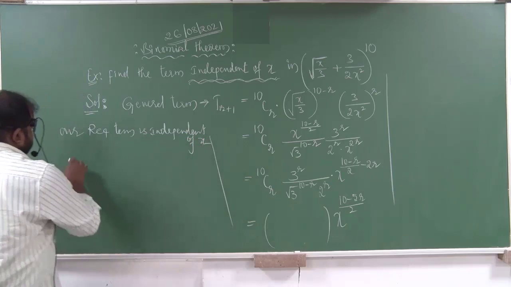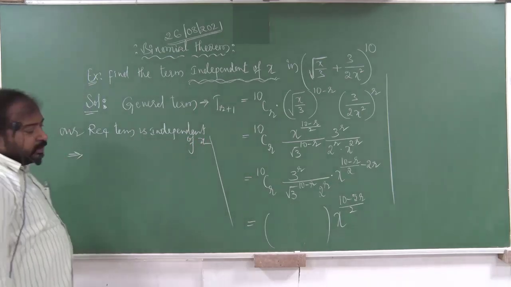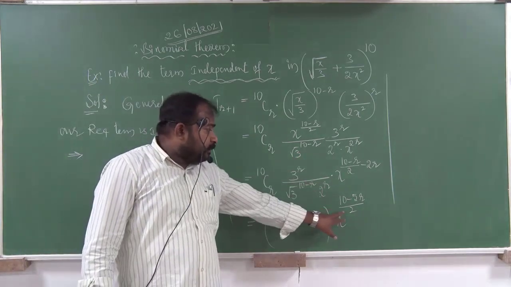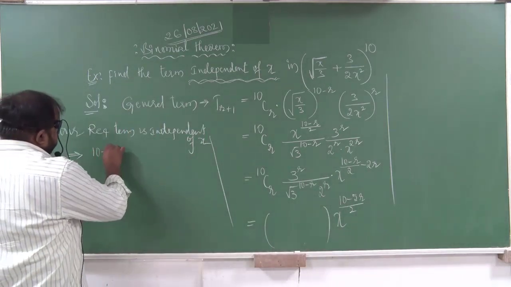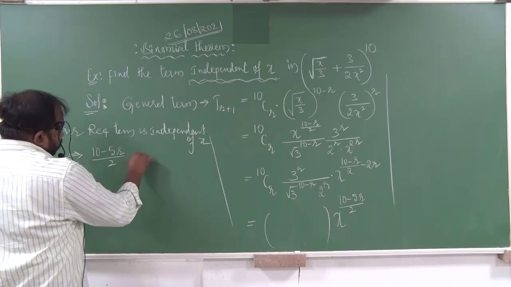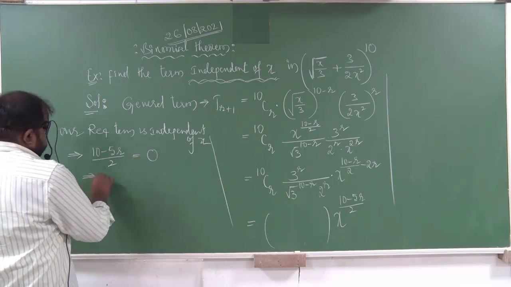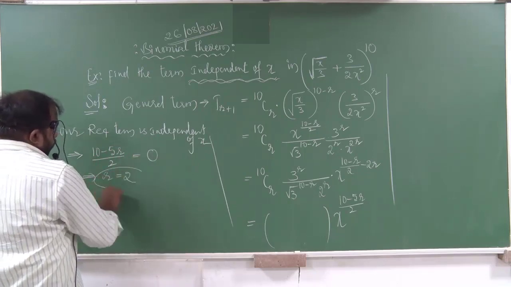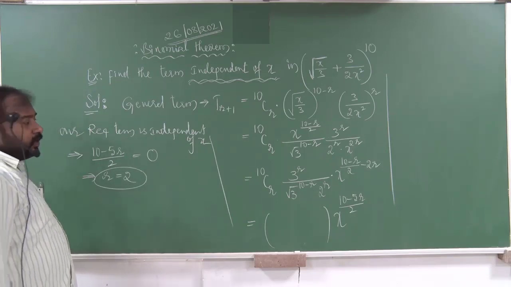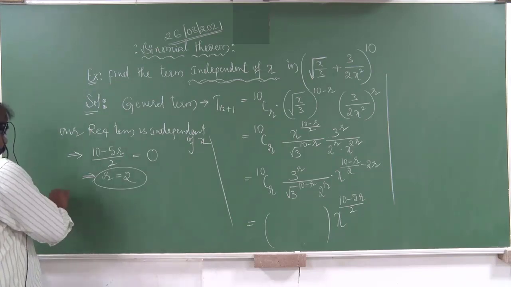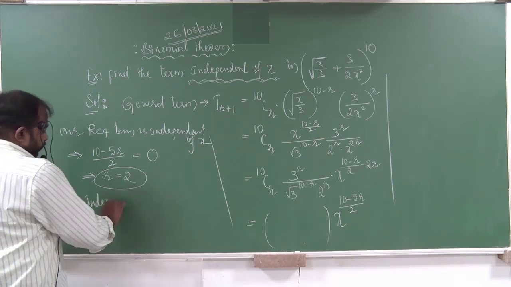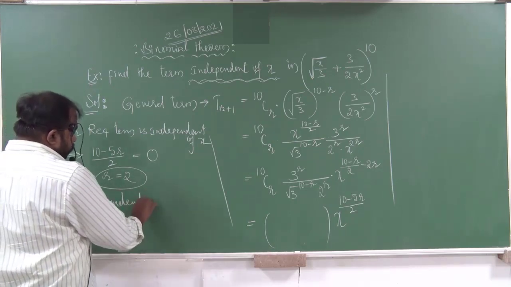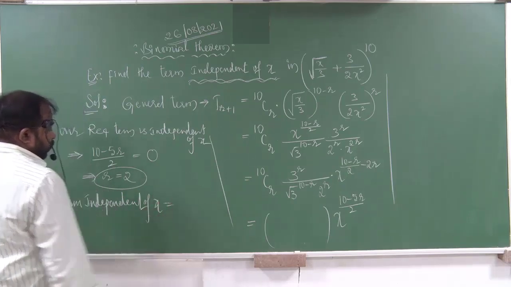Independent of x means, in the general term, the x power value 10 minus 5r by 2 is equal to 0. What is the r value you will get? r is equal to 2. Therefore, the term independent of x is equal to what you will get?